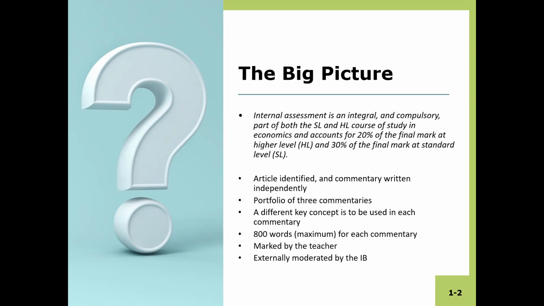Well, internal assessment is an integral and compulsory part of both the SL and HL course of study in economics, and accounts for 20% of the final mark at higher level and 30% of the final mark at standard level. Bottom line, this is really important. We need to do well in it. It's also internal, something we get to prepare. You should always overscore on this. So if your target is to get a 6 in economics, you need to get a 7 in the IA, because you get to prepare this at home.